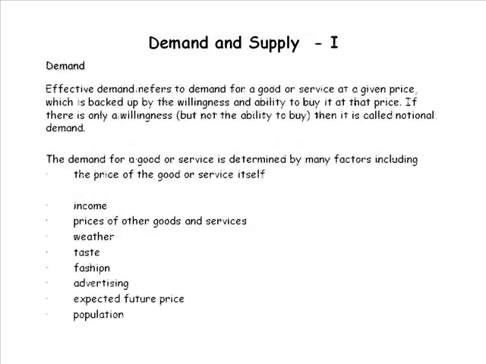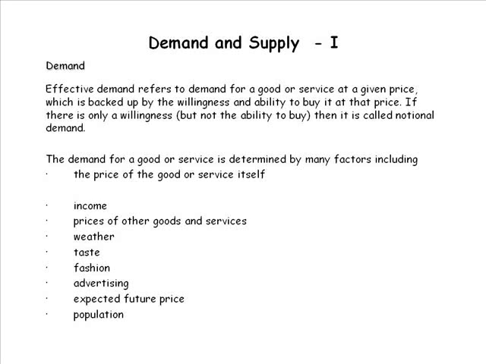Now we're going to start to look at the demand curve, and it's always best to use the term effective demand, which is basically meaning that they are willing and able to buy at that price. If there's only a willingness but not an ability to buy, then we're going to call that notional demand. The demand for any good or service is going to be determined by lots of factors, including the following. The first one is the price of the good or the service itself.